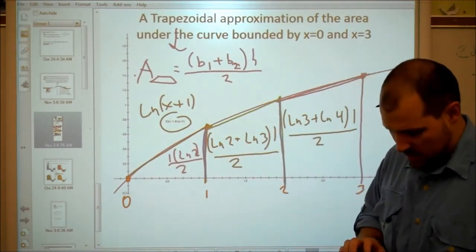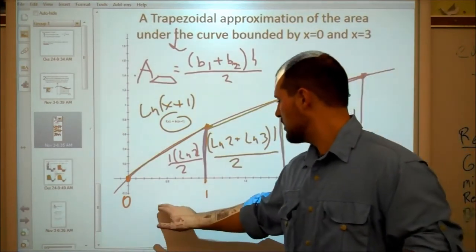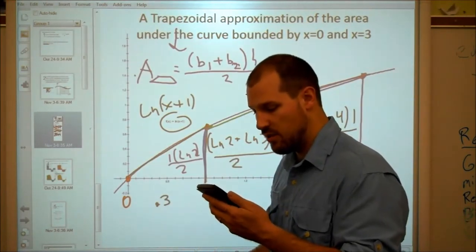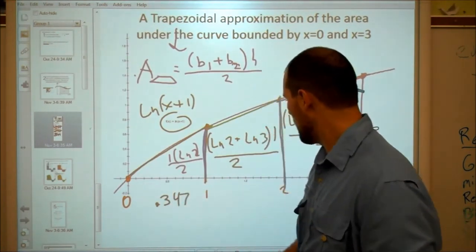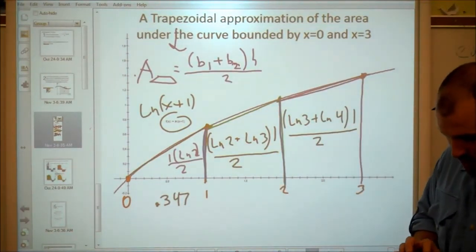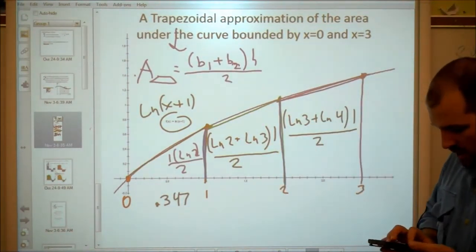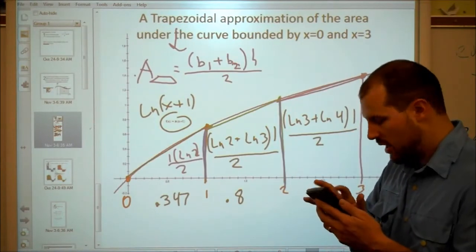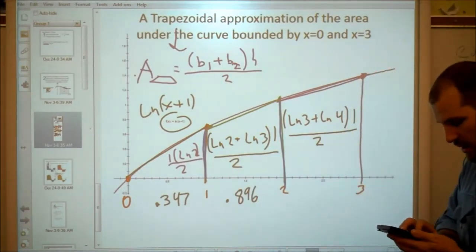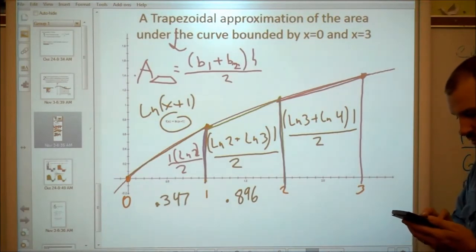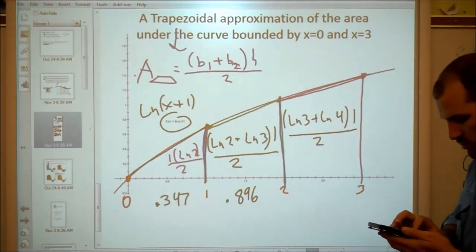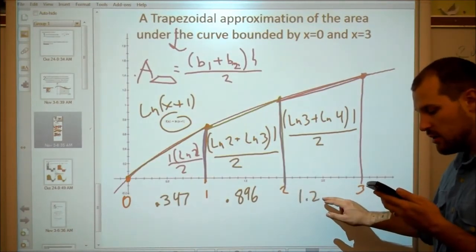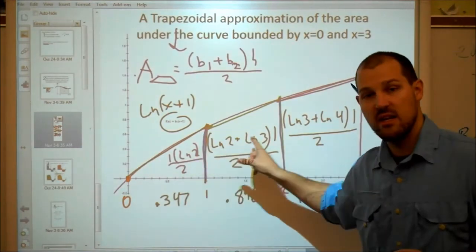So I get natural log of 2 over 2 is 0.3, let's do it to the thousandths place, 0.347. Okay, what about this one? Natural log of 2 plus natural log of 3 times 1 divided by 2, 0.896. Okay, what about this one? Natural log of 3 plus natural log of 4. We're going to divide that by 2. And I get 1.242. Okay, so those are the areas of the individual subintervals.